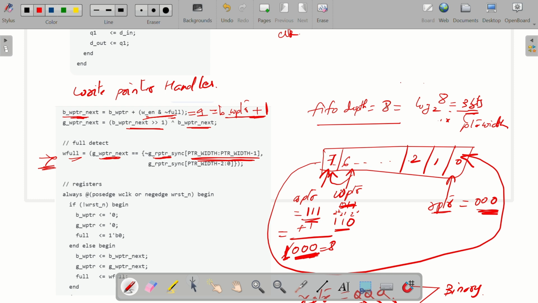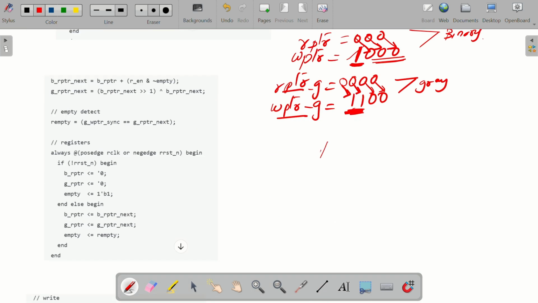So here, if you see, the number of total locations is 8. And the number of bits which I need in order to represent all the locations correctly is 3 bits. But in order to understand the wraparound condition, the inversion of the MSB bits, what is the length of the pointer? The pointer should be of 4 bits. Okay. So let's say pointer width is nothing but 4 bits in this case.